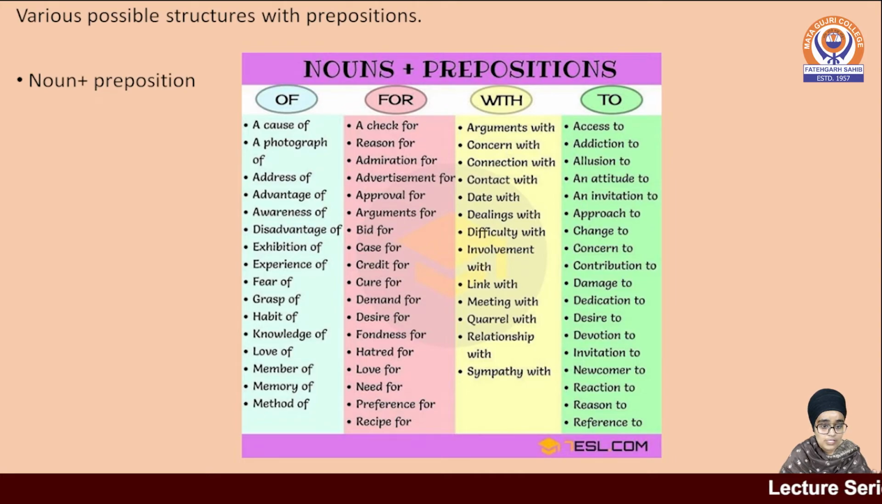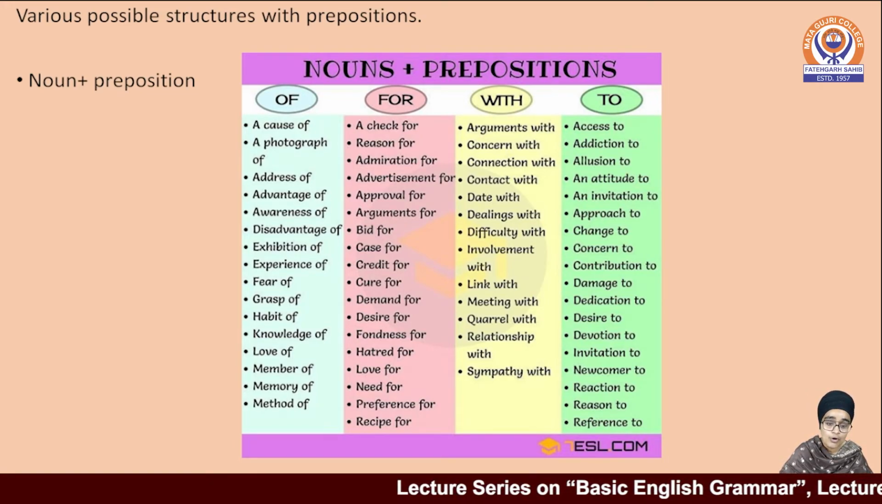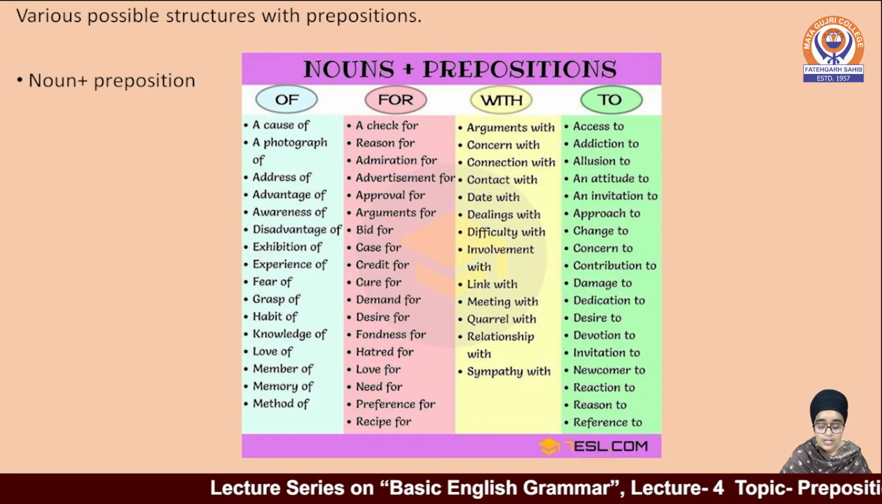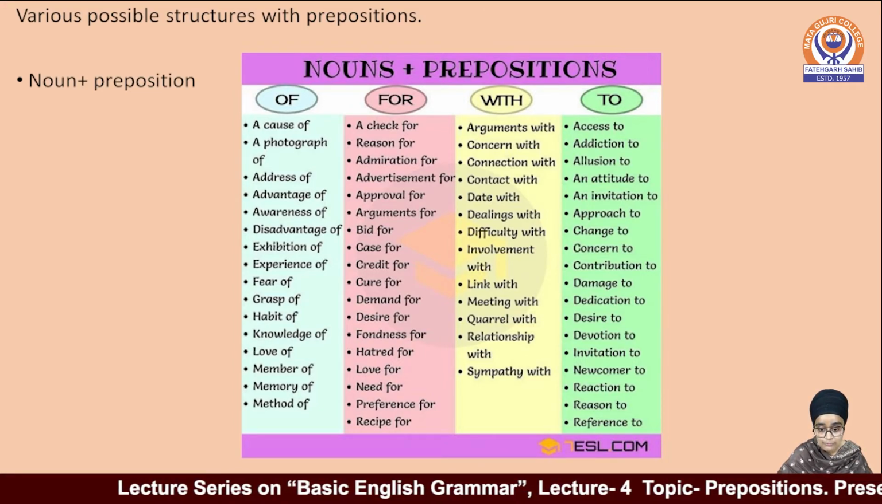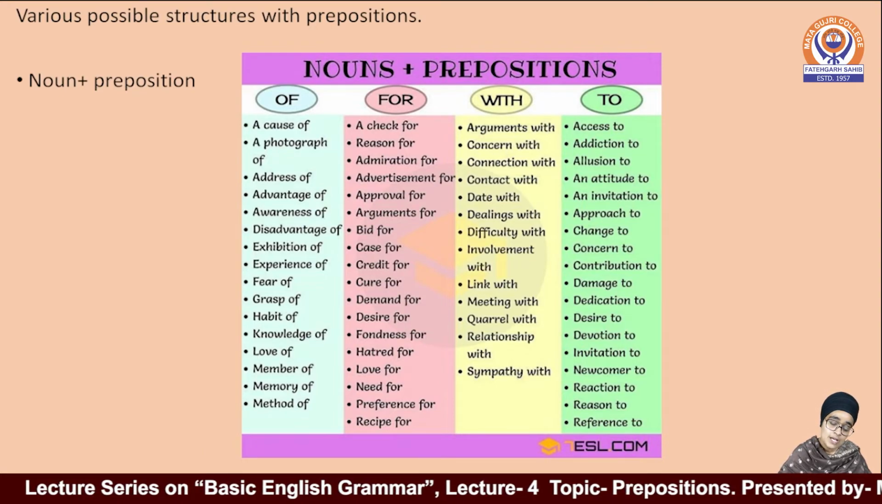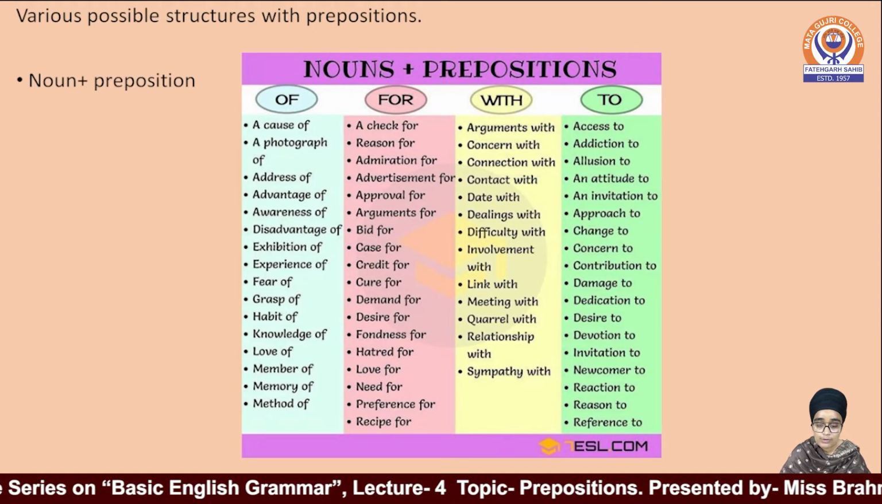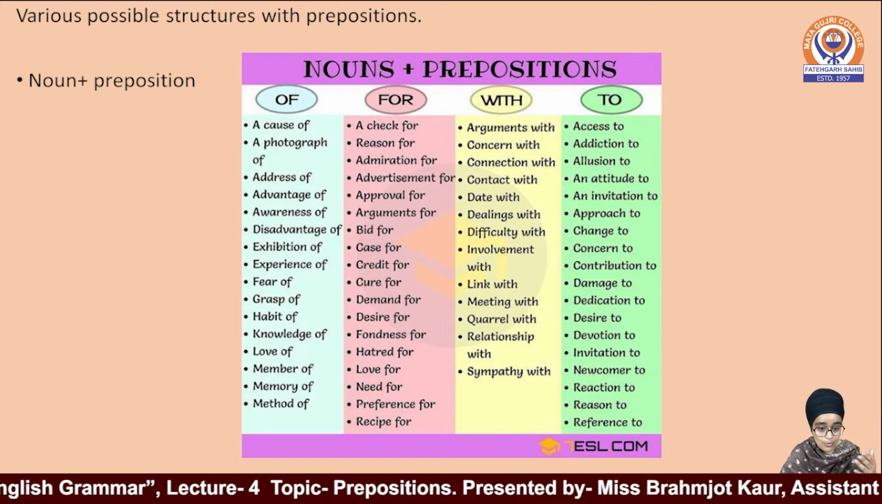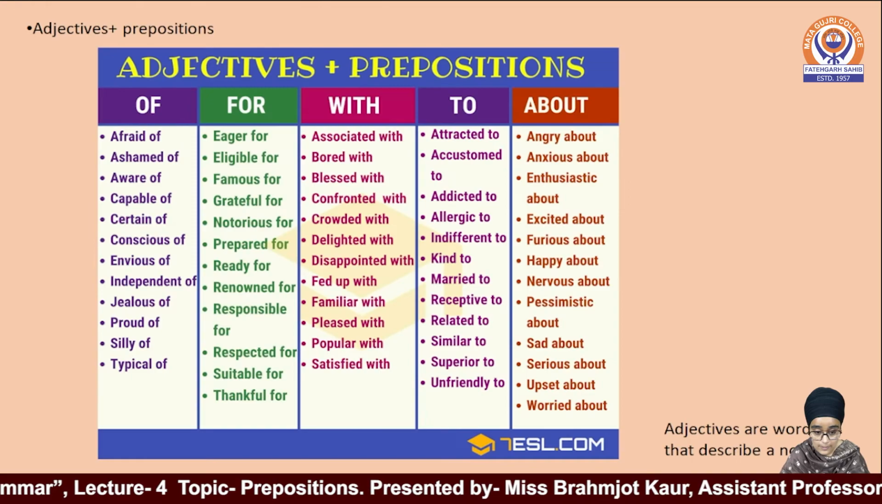Now there are various possible structures with prepositions. You can use noun plus a preposition. For example, with the preposition of, you can use a cause of, a photograph of, address of, advantage of. With the prepositions for, with and to, likewise, you can use the structure noun plus preposition. Try making sentences with all these noun plus preposition structures.